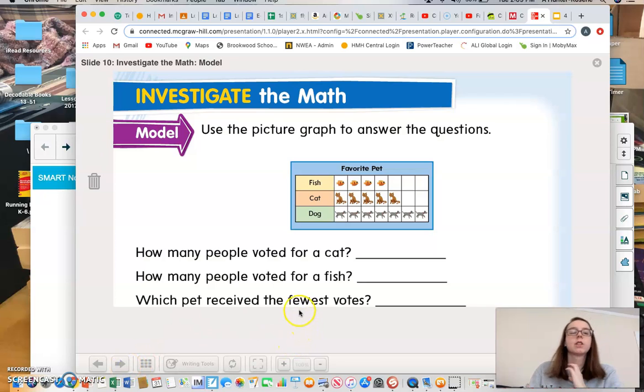So let's look at this. How many people voted for a cat? 1, 2, 3, 4, 5. 5. That's how we do this. We count, okay? How many people voted for fish? 1, 2, 3, 4. So then you'd write a 4 here.